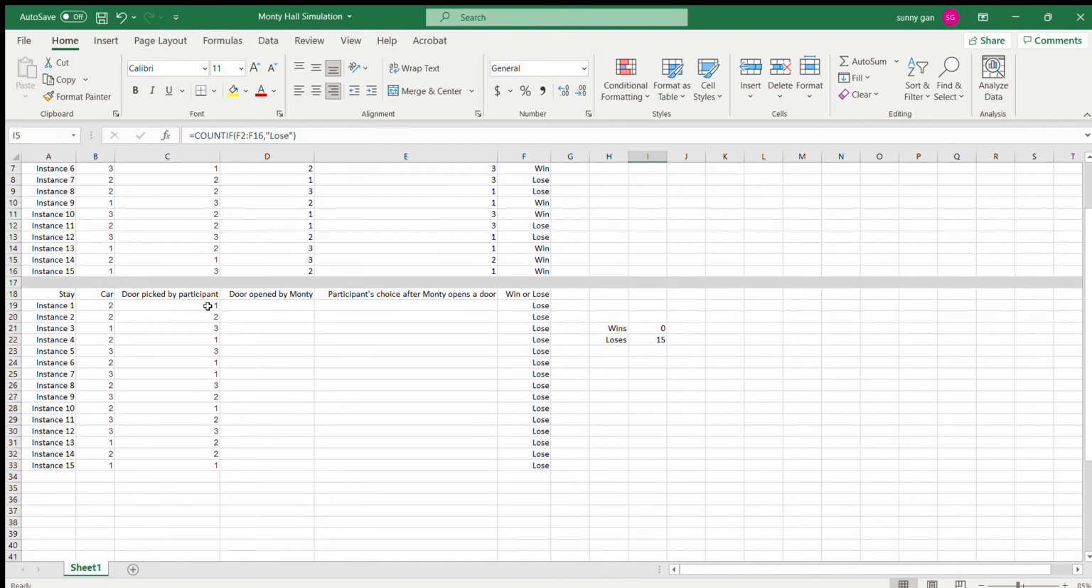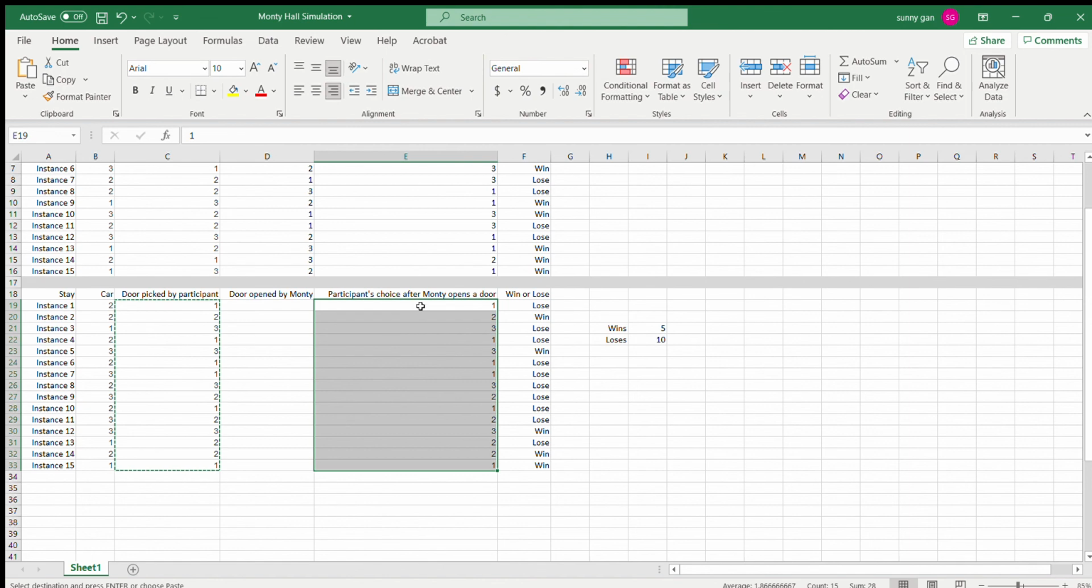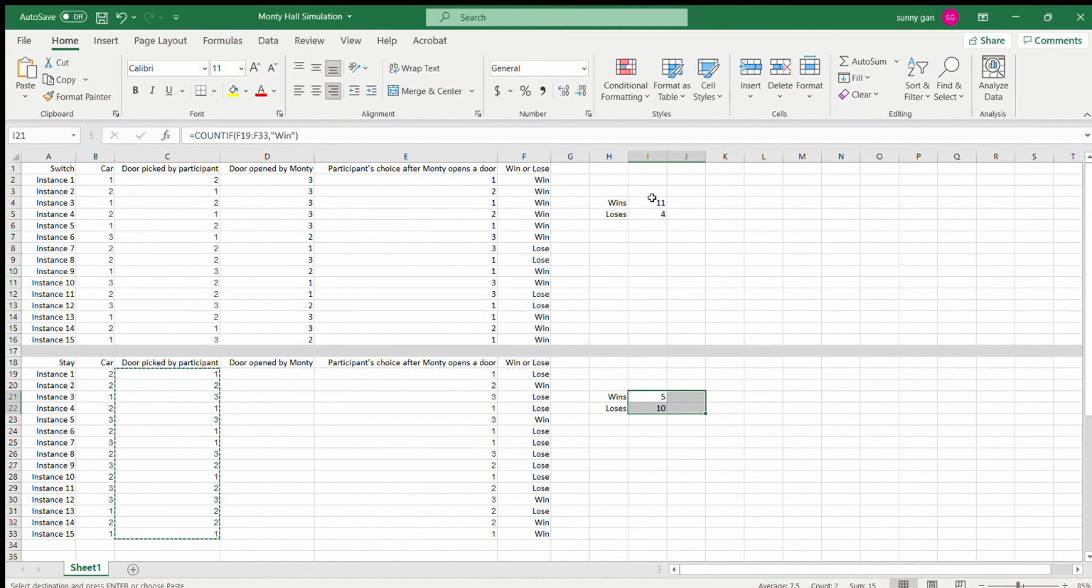In this case, this is the door that the participant picked, and they will always stay no matter which door Monty opens. So I'm just going to copy and paste because they are the stay group. In all 15 instances, the participant keeps their first option. It doesn't matter which door Monty opens, because they're going to stay. So it ends up with a win rate of 5 in 15, as compared to if you switch, you get a win rate of 11 in 15.